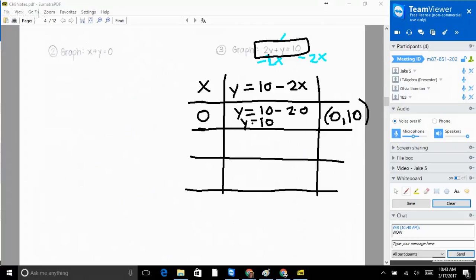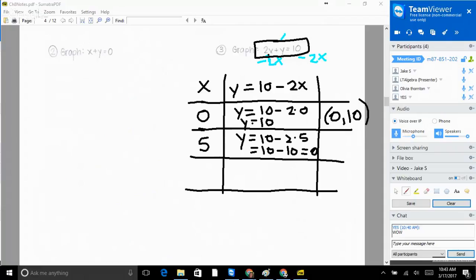Now somebody else pick an x. What x do you want to do? Don't pick like a million. Pick a number between 1 and 10. Anybody care? 5. There we go. So when x equals 5, y equals 10 minus 2 times 5, right? What's 2 times 5? It's 10, minus 10. And what's 10 minus 10?